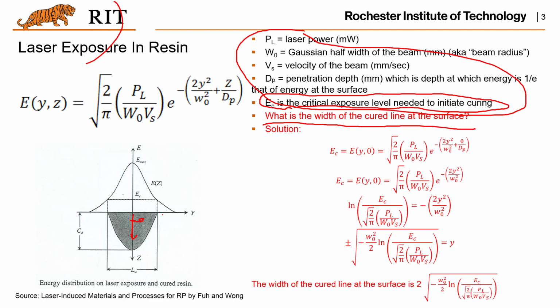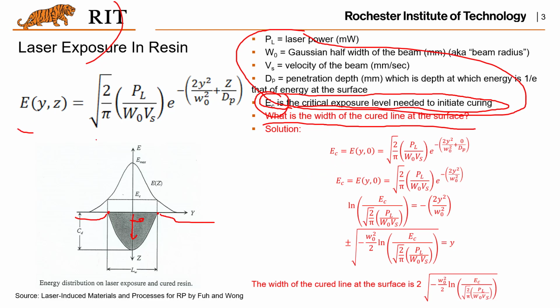You have to understand that at the two extreme points of this curve, the energy intensity will be this EC. That means beyond these two points, there won't be any material cured. And right at these two points, you have the critical exposure energy.